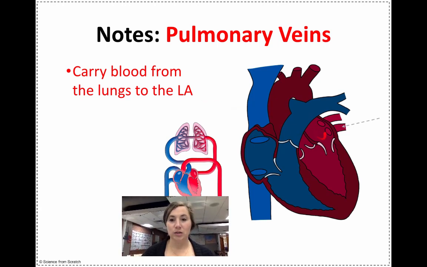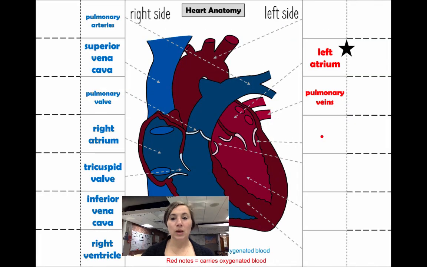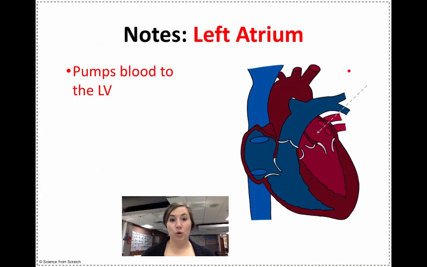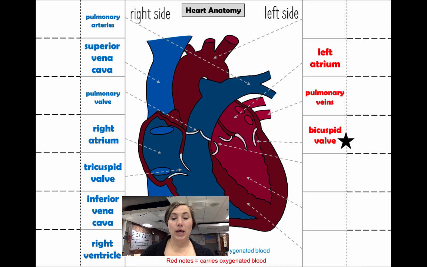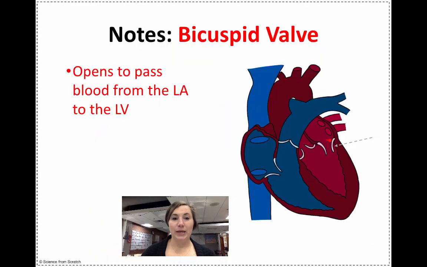So it's going to collect here in the left atria, which will go to the left, or right here, I guess left atrium is our next one, which will pump the blood to the left ventricle. Left atria pumps the blood to the left ventricle. It has to go through the bicuspid valve. So bicuspid means two cusp. So it is just a two cusp valve. Sometimes the bicuspid valve is also called the mitral valve. So the bicuspid valve opens when the atrium contracts, pushes the blood through the bicuspid valve into the left ventricle.